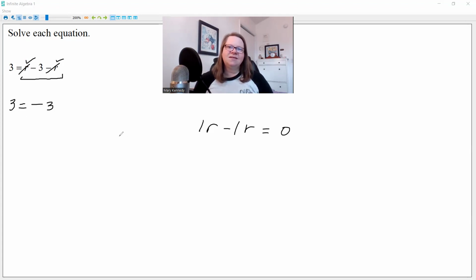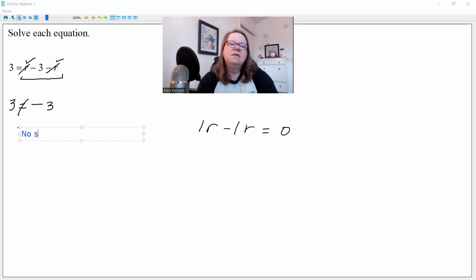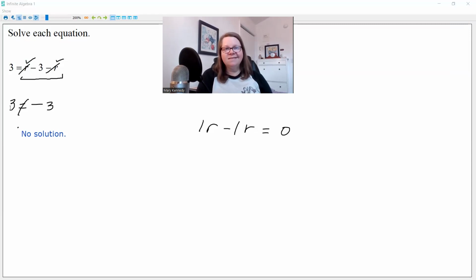Well, this is starting to seem a little strange, right? 3 equals -3. That's not true. +3 is not equal to -3. If that is not true, then what we have is no solution. So we would state there is no solution to this equation. And that happens sometimes. It's not a very common thing that we see, but just know that that can happen.